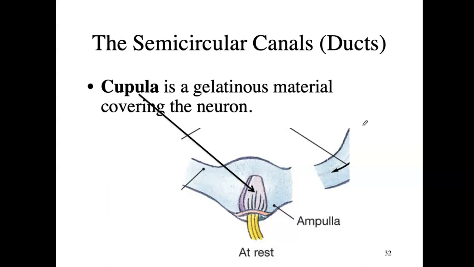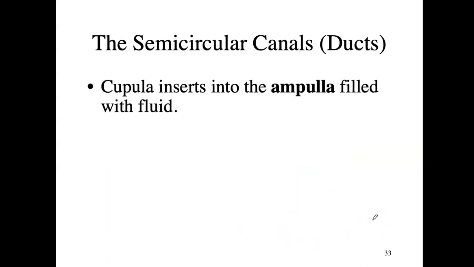So think of those 3 loops filled with fluid. And this is a picture of a neuron. We can see it here at rest. The neuron has a little hat on it called the cupula, and that is sitting inside a gelatinous, more jelly-like material. That whole region where the cupula is sitting is called the ampulla. So it's sitting inside the hooded neuron. Okay, so let's move on.